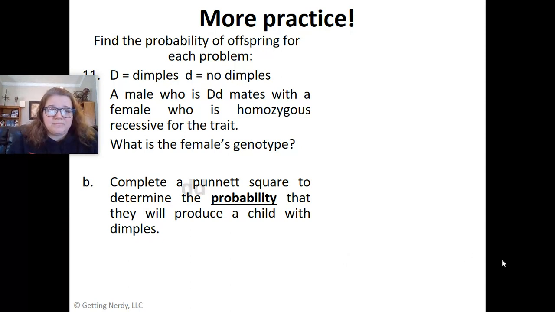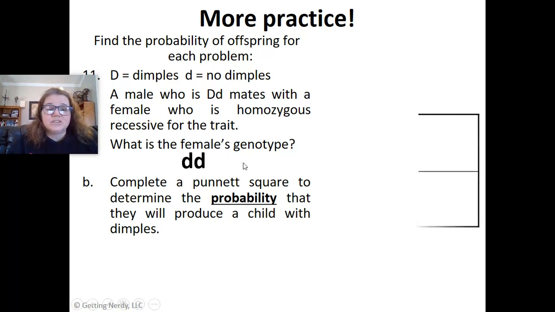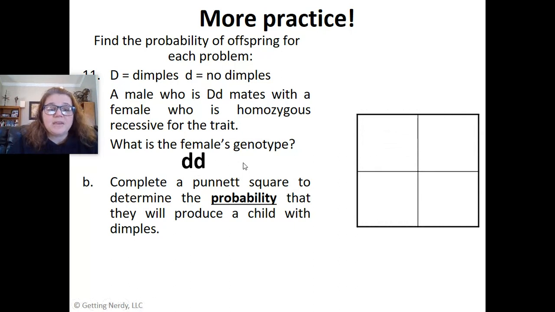All right. Female genotype is lowercase d. If it's homozygous, we know that they're going to be the same. So you have two possible choices, uppercase or lowercase, and since it's recessive, it's going to be lowercase. So now we're going to complete the Punnett Square to determine the probability that they will produce a child with dimples. Remember, dimples is dominant.